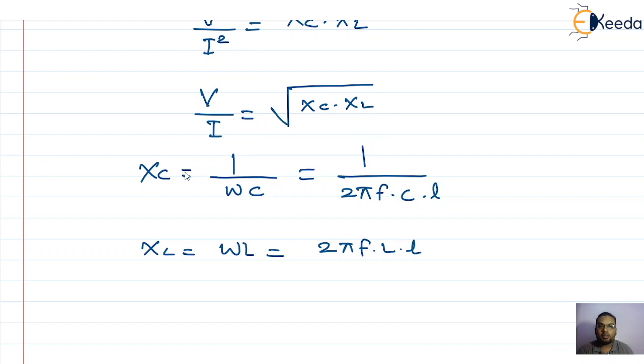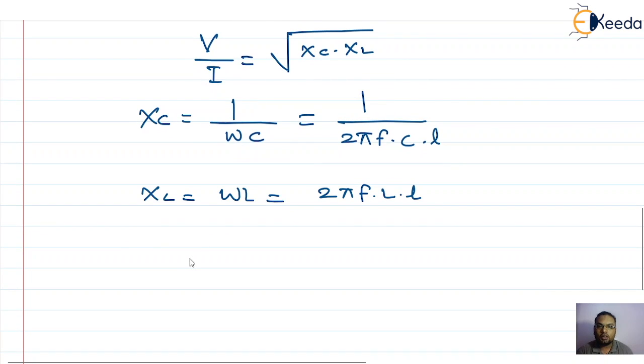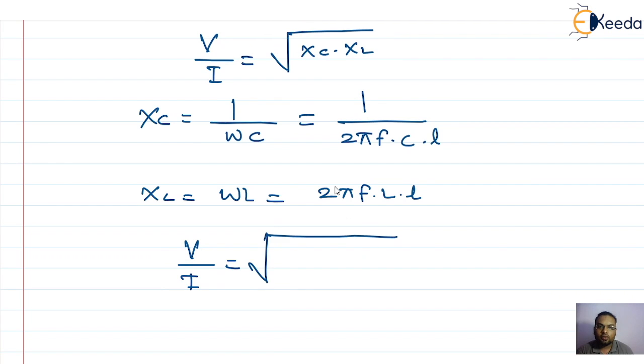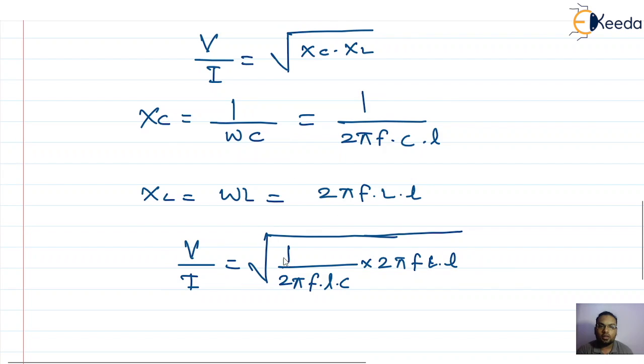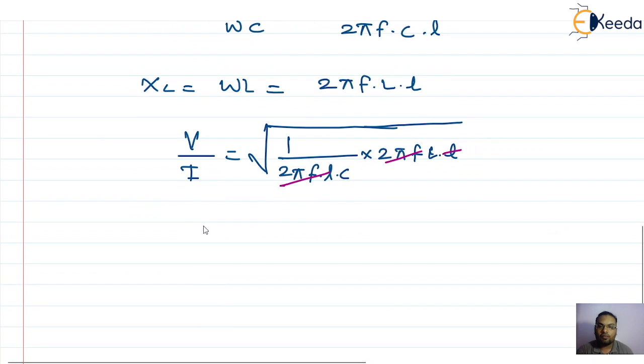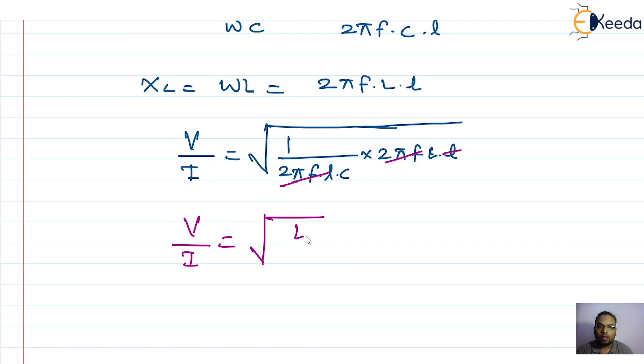So if I replace this XL and XC with these values, I'll get V by I equal to the square root of, for XC, 1 upon 2 pi f l C, and in the numerator in place of XL, 2 pi f L into this small l. Here you see this 2 pi f l and this 2 pi f l will get cancelled, so we are left with V by I is equal to square root of L by C.